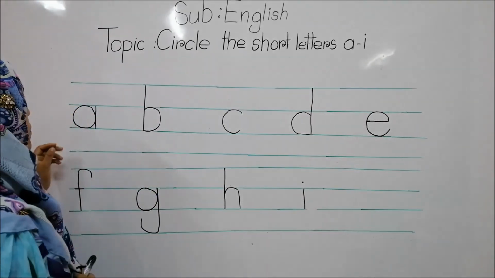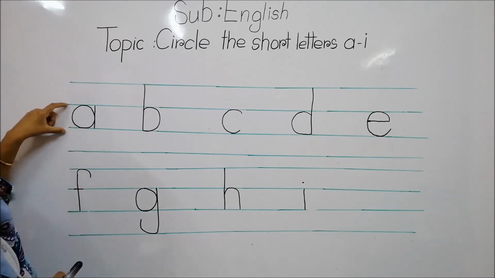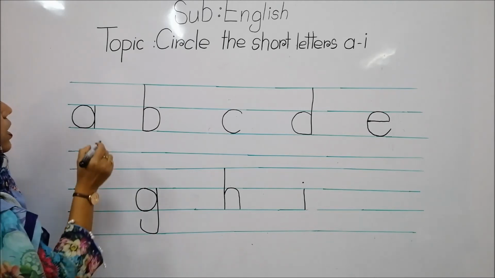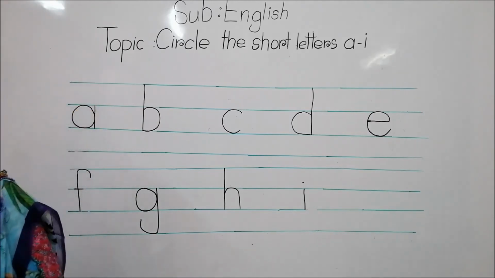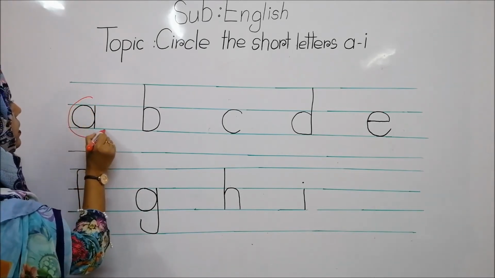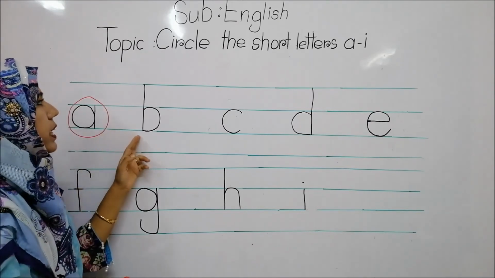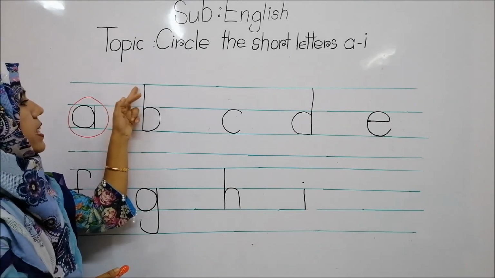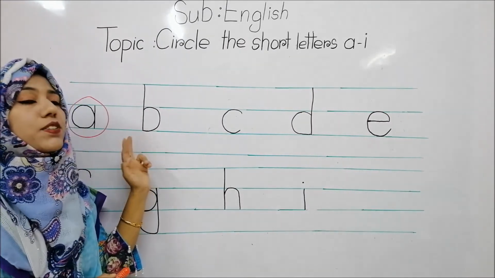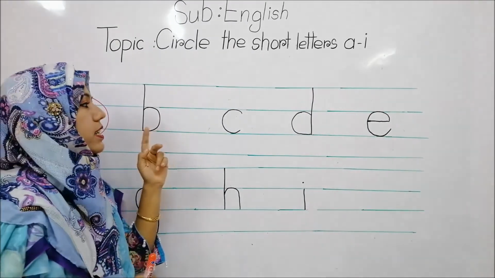Okay. So at first the letter A. A I have written in the middle row, right? From second line to third line. So it's a short letter. So I will circle the letter A. Okay, A then which letter? B. B starts from first line and finished in the third line, right? No, this is not a short letter. It's a tall letter. So I will not circle this one.